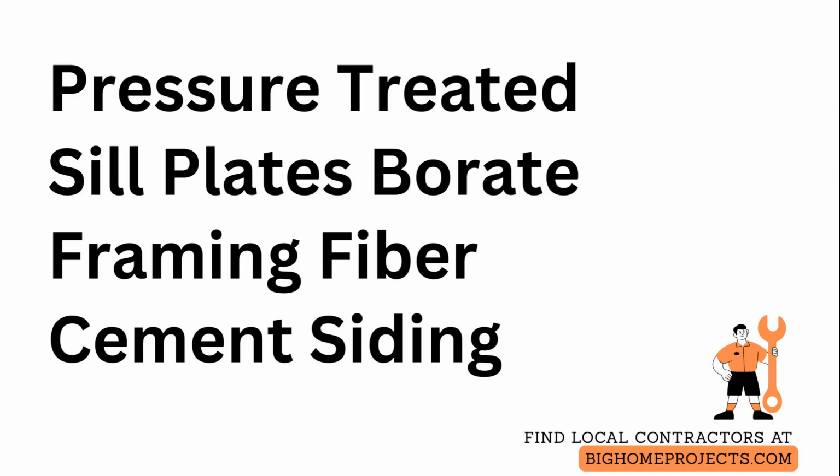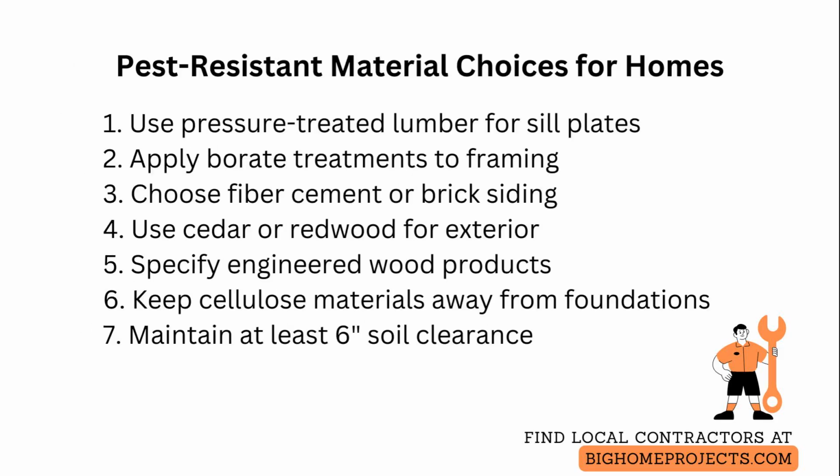Choose building materials that resist pests to lower long-term infestation risk in new home construction. Start with pressure-treated lumber for sill plates and any framing that contacts concrete or soil because it provides a chemical barrier against termites and decay.